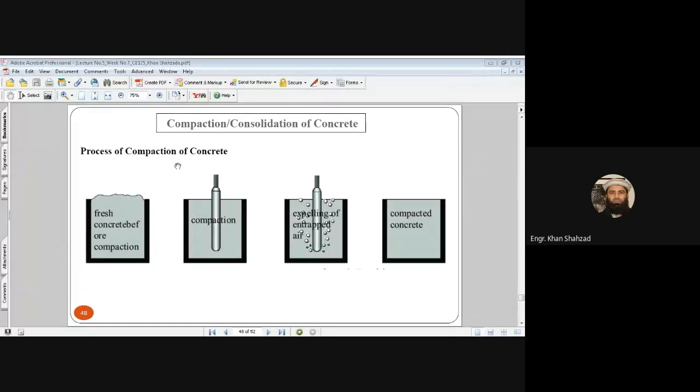Now the process of compaction of concrete: let's say this is the formwork. You have to fill this completely up to the required level. Then you can compact it with the help of this vibrator. When you are vibrating this concrete, the trapped air goes out from the concrete and you can have properly compacted concrete.